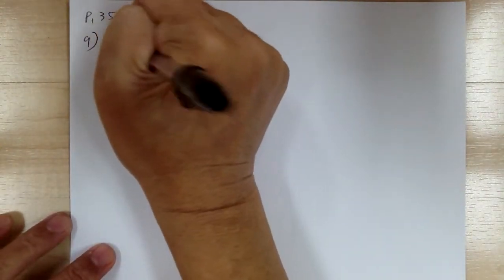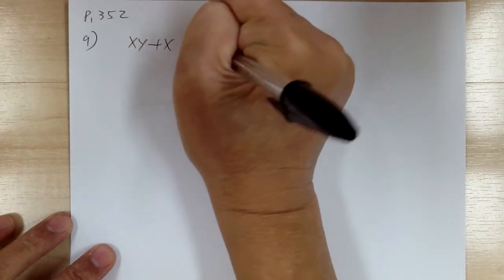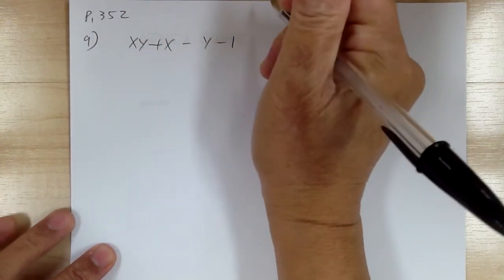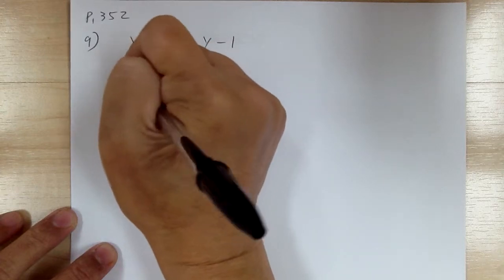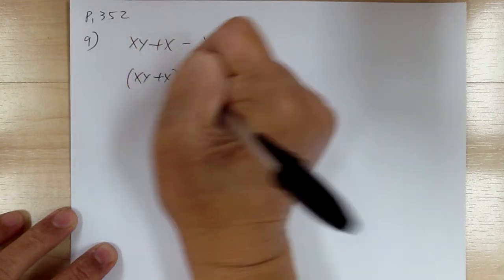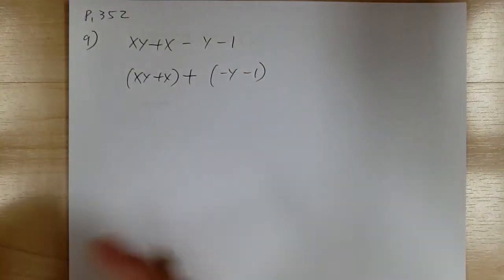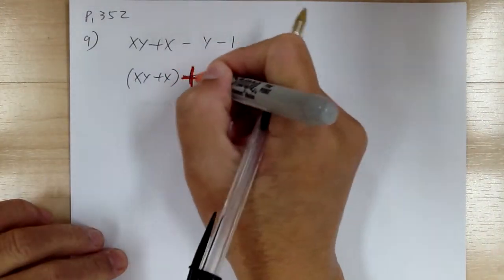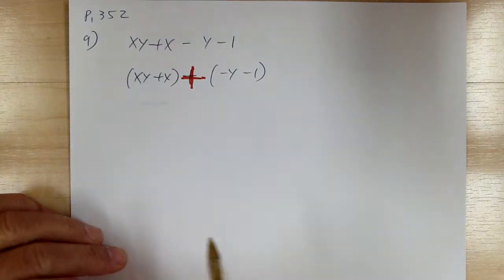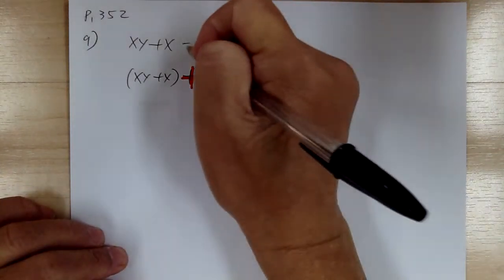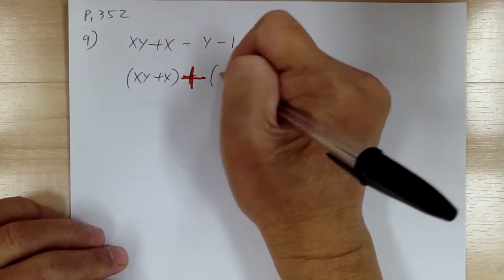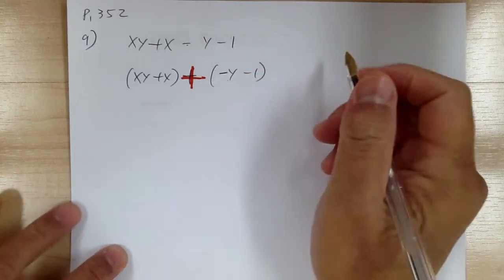Here you have xy plus x minus y minus 1. Okay, so again, let's go and do the grouping. Right, again, you always put a plus between the two groups. This is very important, okay? The negative goes in the parenthesis with the term.